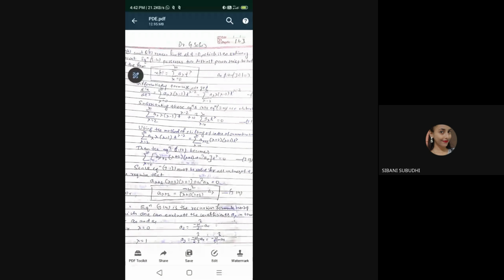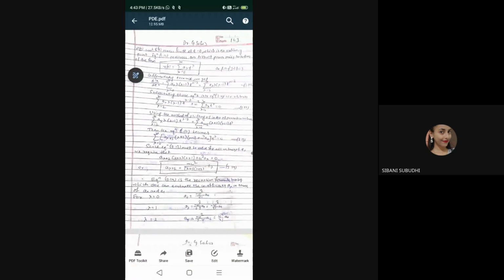So you can write summation lambda is equal to 0 to infinity of a_(lambda plus 2) multiplied by lambda plus 2 multiplied by lambda plus 1 plus omega square a_lambda, whole multiplied by t to the power lambda, is equal to 0. So this is valid for all values of t. So your a_(lambda plus 2) multiplied by lambda plus 2 into lambda plus 1 plus omega square a_lambda is equal to 0. So you can write a_(lambda plus 2) is equal to minus omega square by (lambda plus 1) into (lambda plus 2) a_lambda.